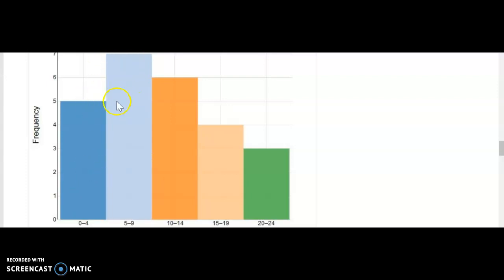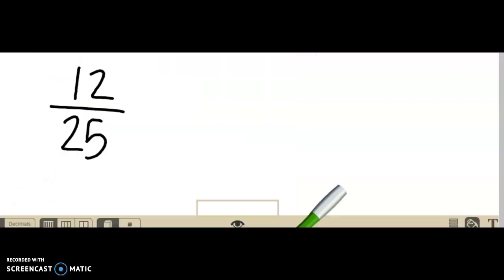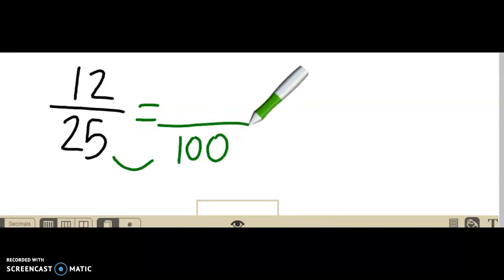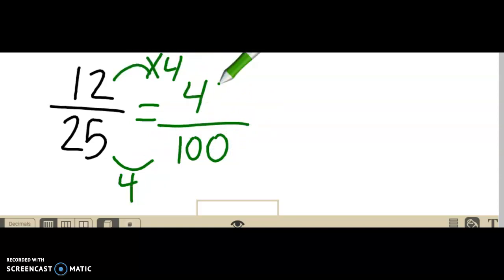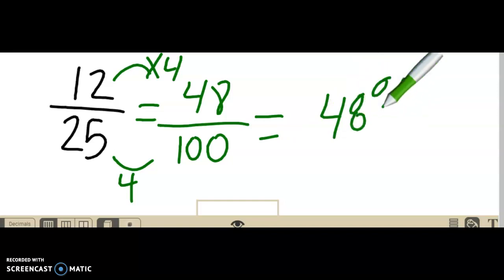So now we have 25 total, and we have 7 and 5 is 12. So now we have our fraction. Our fraction is 25 total boxes, and we have 12 that were less than 10. So how do we get from 25 to make this into a percentage to 100? Well, we multiply this by 4, and then we're going to multiply this by 4. 4 times 12 is going to give us 48. And the way we make 48% is it's 48 out of 100, which is what percent means. 48 out of 100 equals 48%.